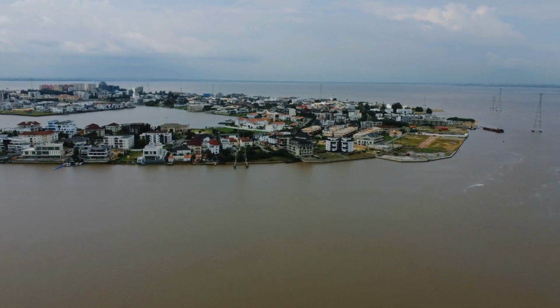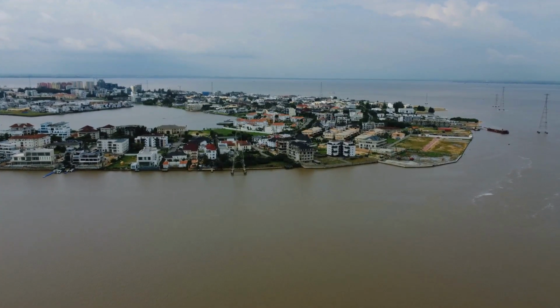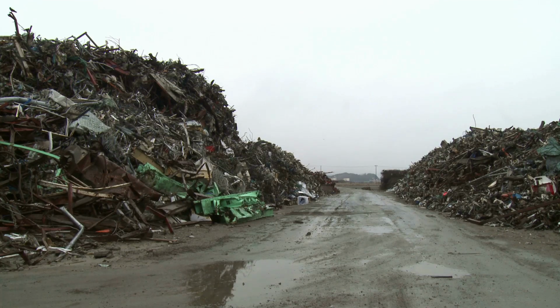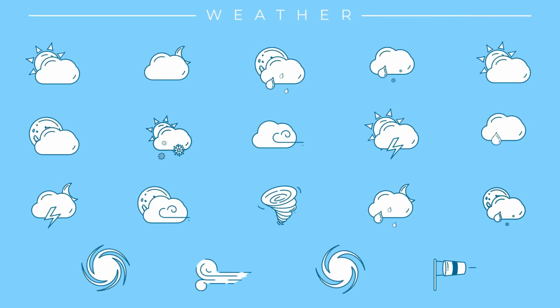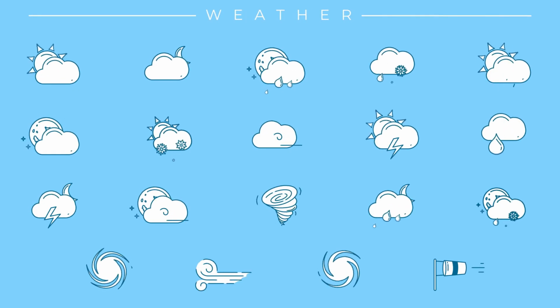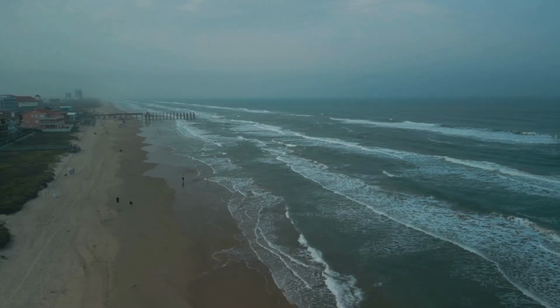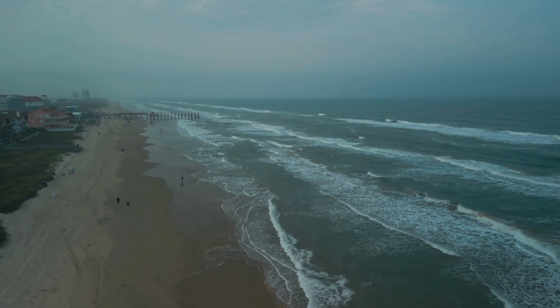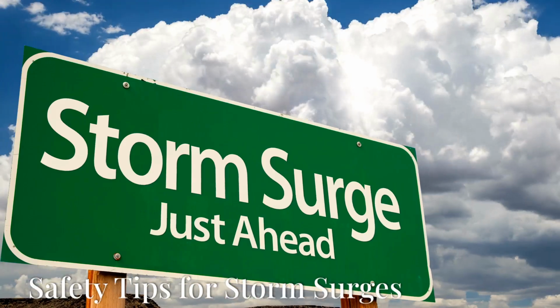Location: storm surges mostly affect coastal areas during storms. Tsunamis, however, can impact coastlines worldwide. Warning signs. Weather forecasts and storm tracking can warn us about storm surges. For tsunamis, sudden sea withdrawal and earthquake tremors are key warning signs.